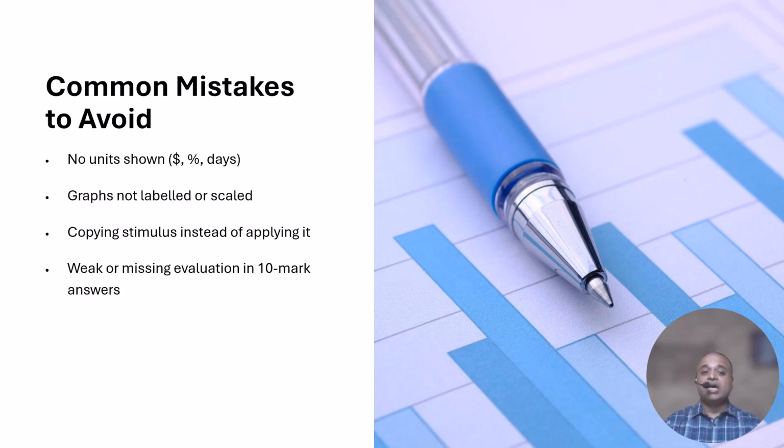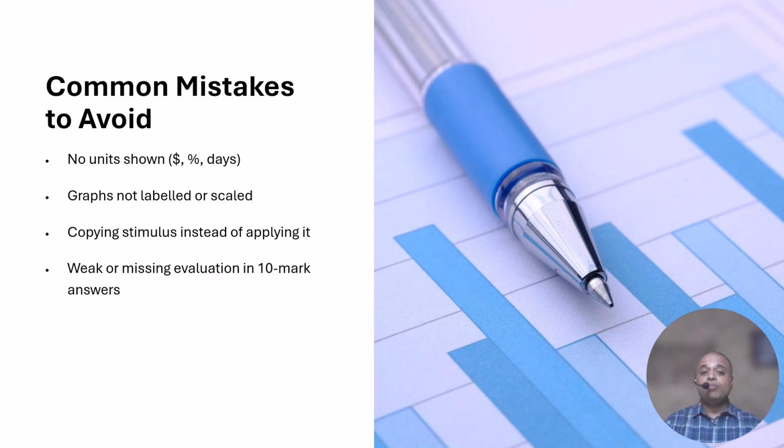Even if the lines are in the right place, draw clean, scaled, labeled graphs. Third, no working shown. This is a silent mark killer. Even if your final answer is right, there is no method shown. Examiners cannot award method marks. Always show your formula, plug in the numbers, and write each step clearly.